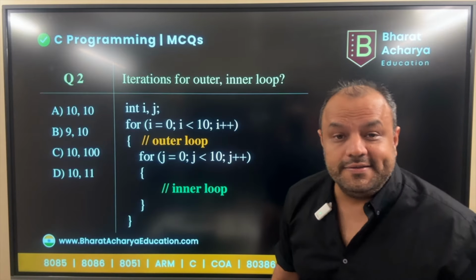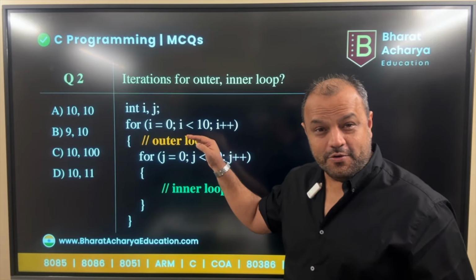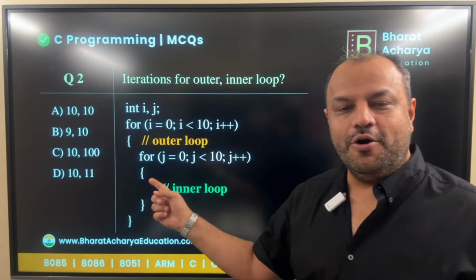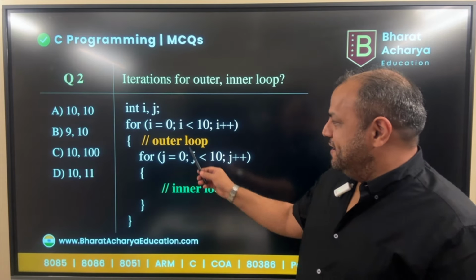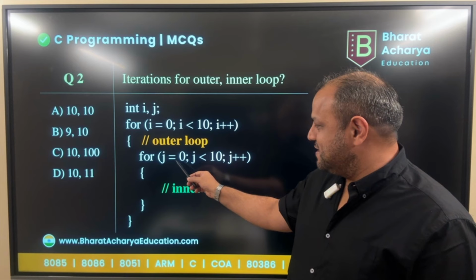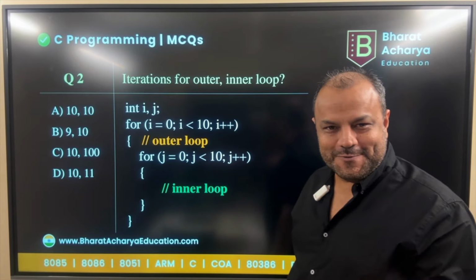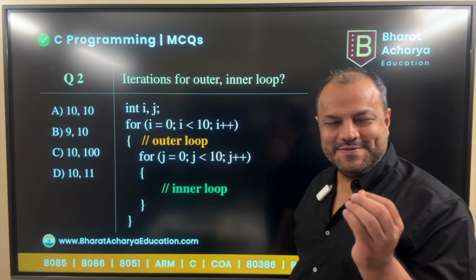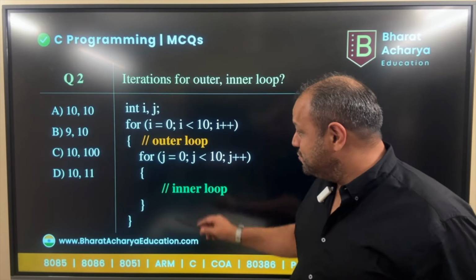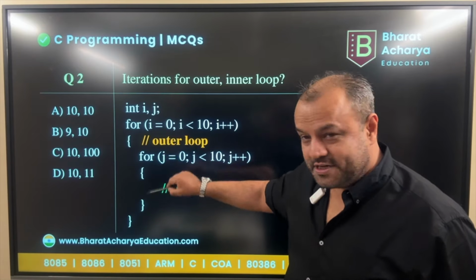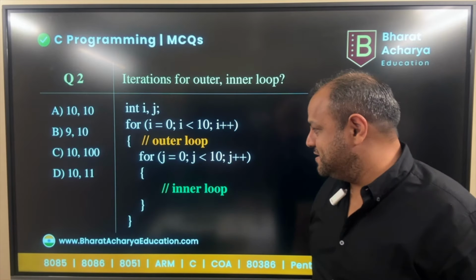10 is just an example. It could be 5 and 5, 4 and 4. Basically, each iteration of the outer loop will cause the whole inner loop to run. Now, pay attention. In both cases, your count is starting from 0 and it is less than 10, which I just explained to you 5 minutes back. This means both loops will do exactly 10 iterations individually. The outer loop will do 10 iterations by itself. The inner loop as an independent loop will do 10 iterations by itself.